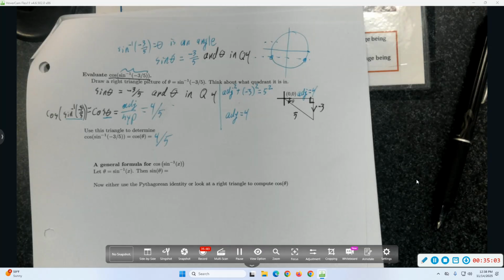Using 4/5? Awesome. 0.8 if you got a decimal. Cool.